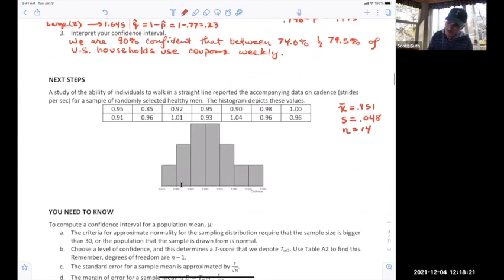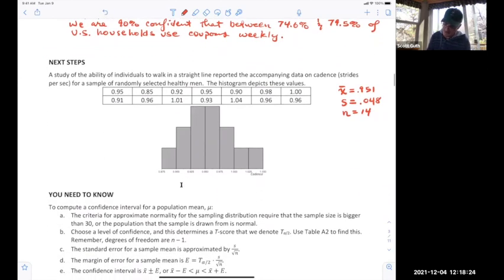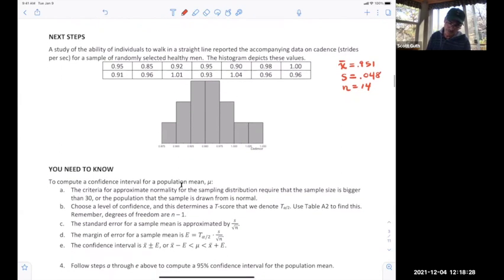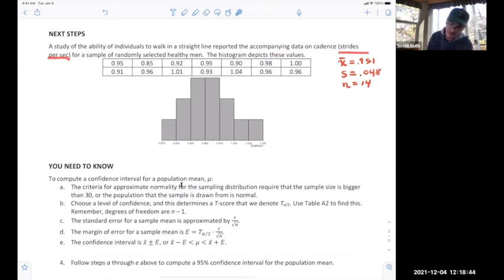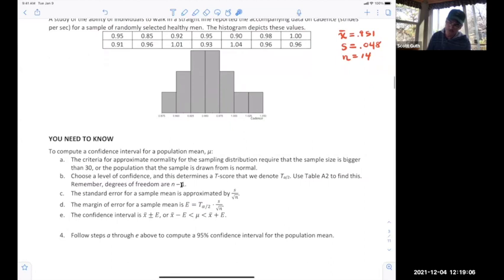Next one. I think we've got some of the work already done here. So if you take a look, we've got a study on the ability of individuals to walk in a straight line, which is hilarious. And what you have is a bunch of numbers that are unrelated to the straight line nonsense, but these are strides per second for a random sample of healthy men. And stride per second, that's just how fast they walk. We'll call it cadence here. And I've already taken these numbers, put them in one column of my calculator and got the standard deviation, the mean, and the sample size here. So we'll be using that as we go through the problem, okay?